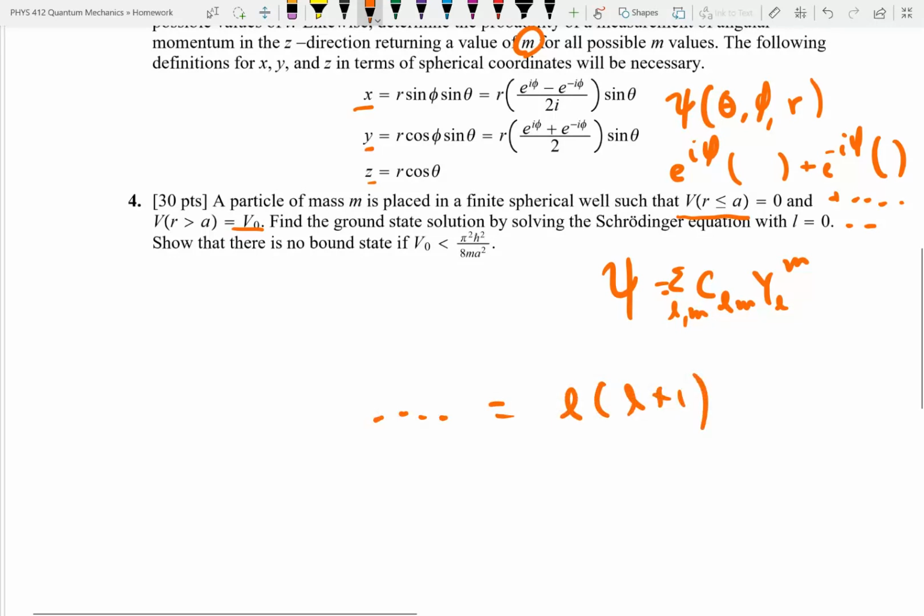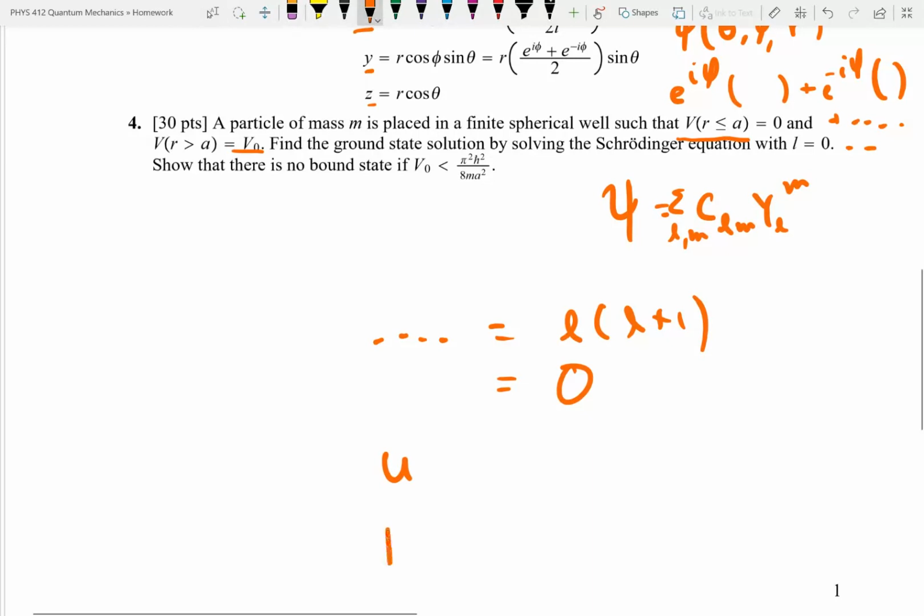So if you're doing it for L equals 0, what's this thing on the right-hand side? 0. So it's making it a much simpler problem. But you are going to actually find the radial solution. And the way to do that is going to be to first find U, find the solution U, and then use the definition that the radial solution is U over R, right?